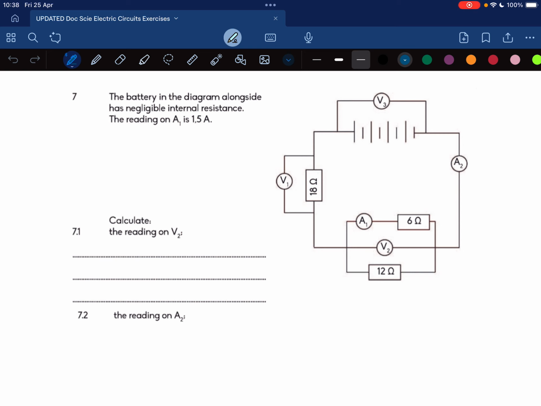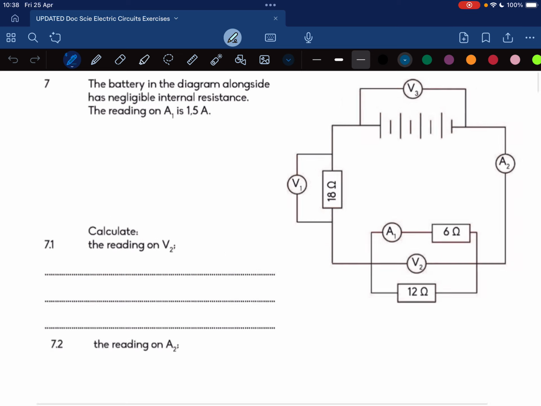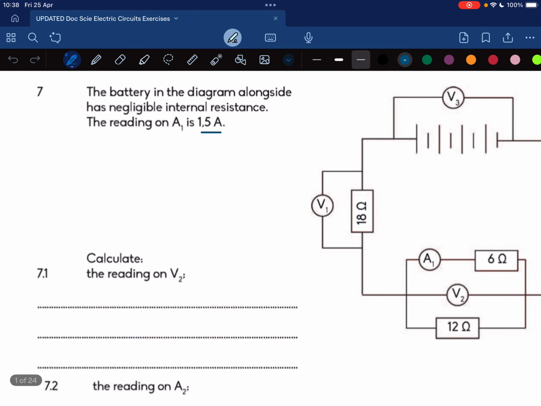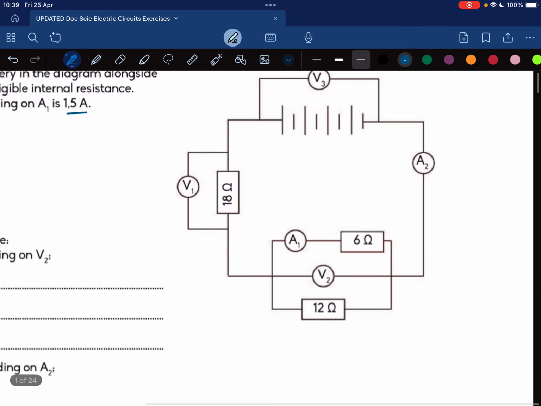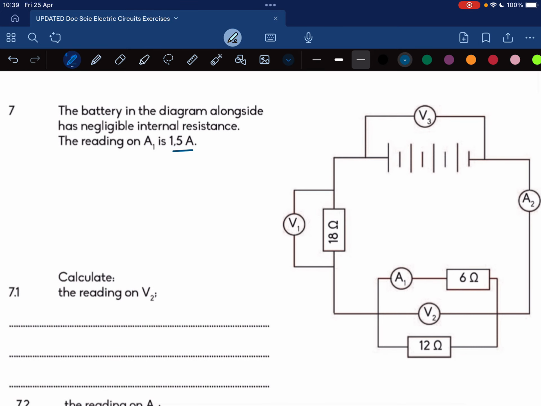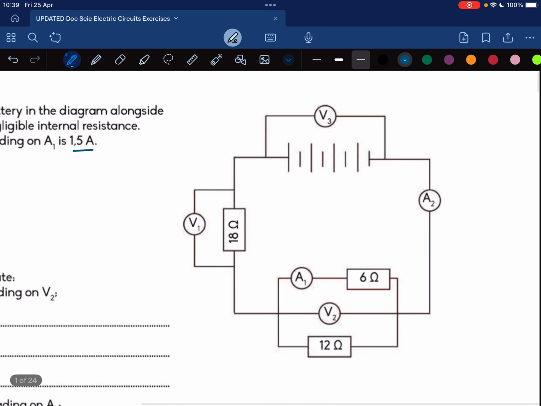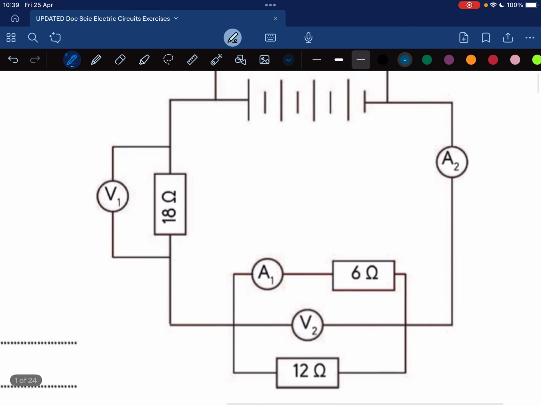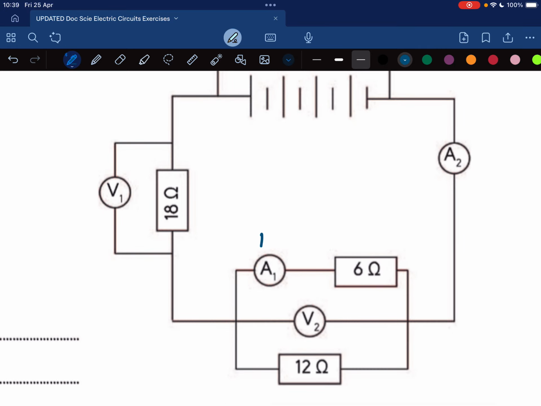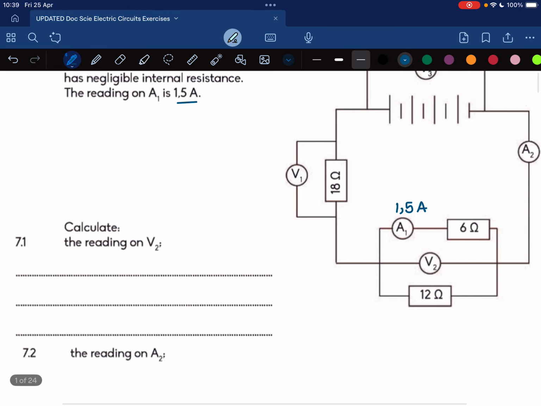Okay, so the first question starts off by saying the battery in the diagram alongside has negligible internal resistance. The reading on A1 is 1.5 amps. This was given in the question, but be careful because it's not given in the diagram. Don't just skip over this part because it gives you valuable information that you're going to need. So if I go here to A1, I'm just going to put 1.5 amps, so that I also know exactly what the reading is there.